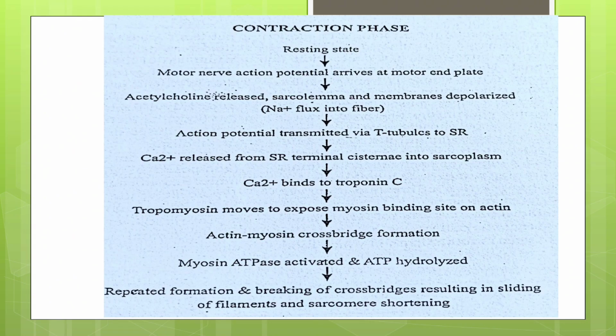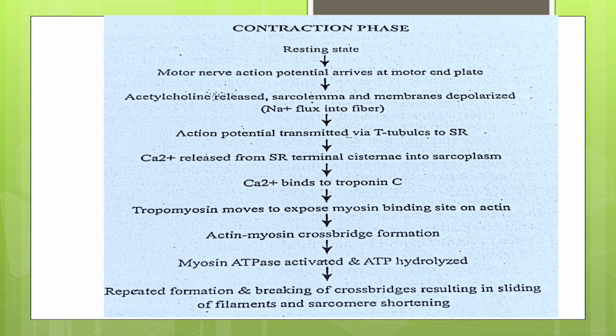Contraction phase. During the resting state, the motor nerve action potential arrives at the motor end plate. Acetylcholine is released, and the sarcolemma membranes depolarize, which leads to sodium ion influx into the fiber. Then the action potential is transmitted via T-tubules to the sarcoplasmic reticulum. Later, calcium ions are released from the sarcoplasmic reticulum terminal cisternae into the sarcoplasm. And calcium ion binds to troponin C.